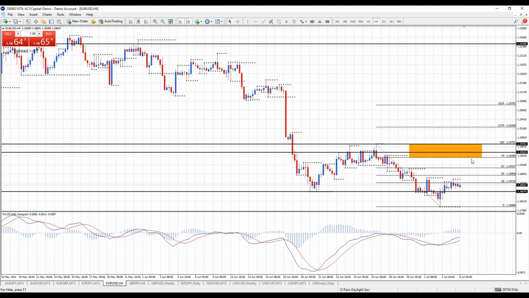If we can see some weakness, I'm going to look for an opportunity to sell, and then obviously wait for the next decline to occur. Okay, so that's what I'm looking for on the euro dollar. A rally back up to resistance and look for an opportunity to sell.